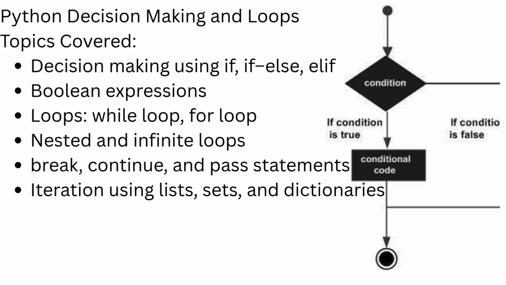Loops such as while and for are used to execute a block of code multiple times. We also study control statements like break, continue, and pass, which control the flow of loops. Finally, we learn how loops are used with lists, sets, and dictionaries.